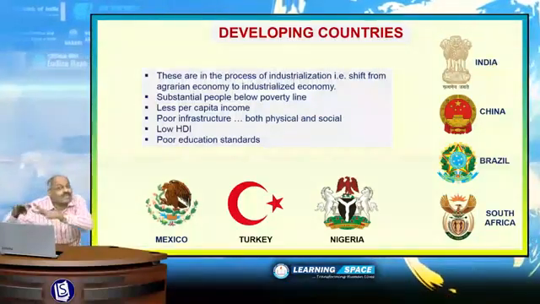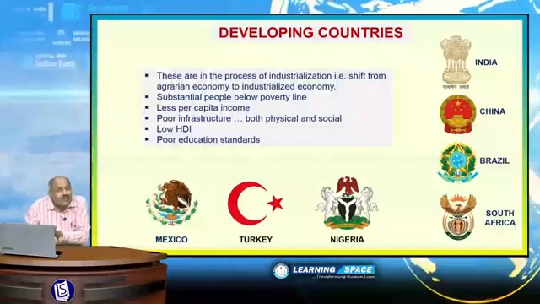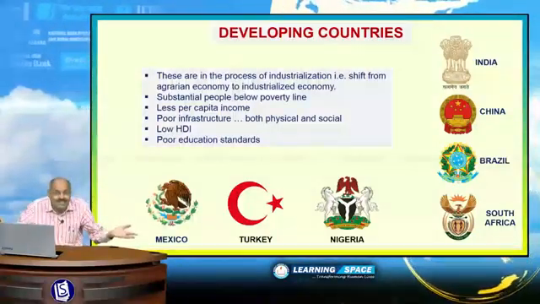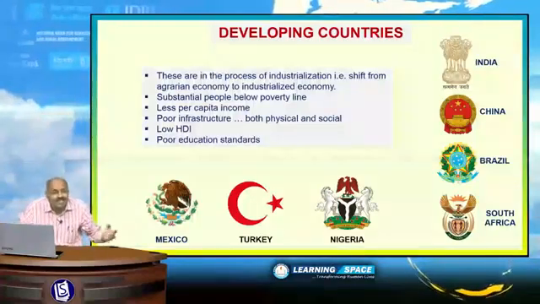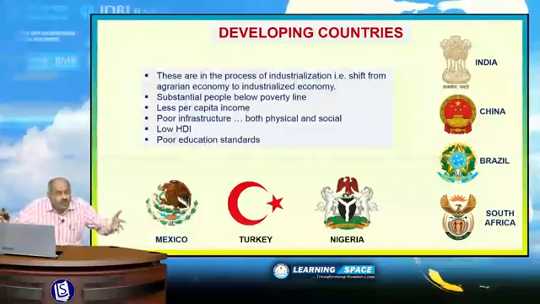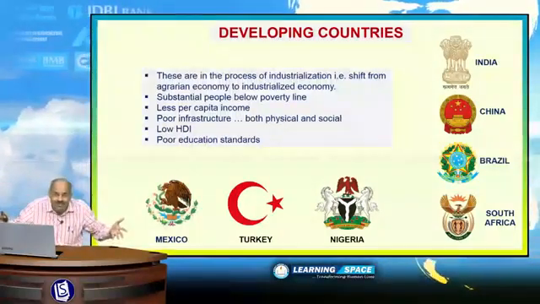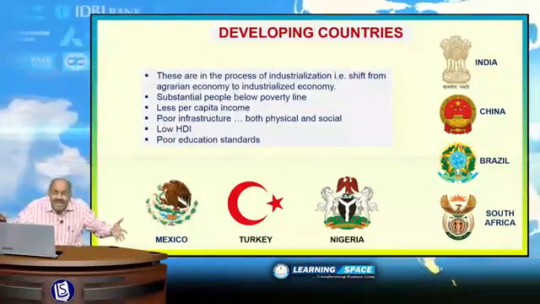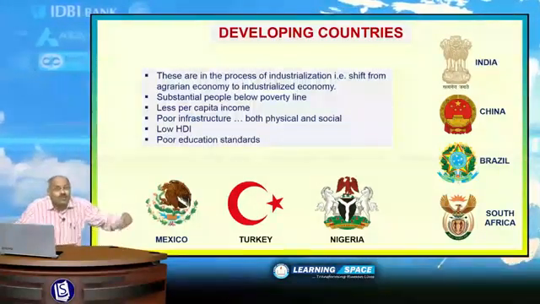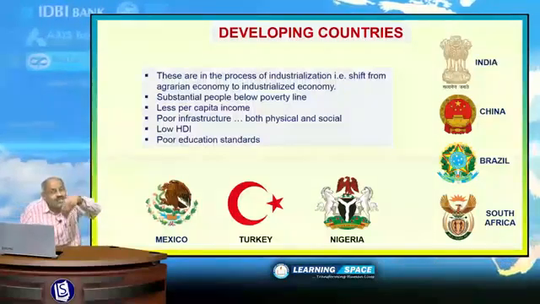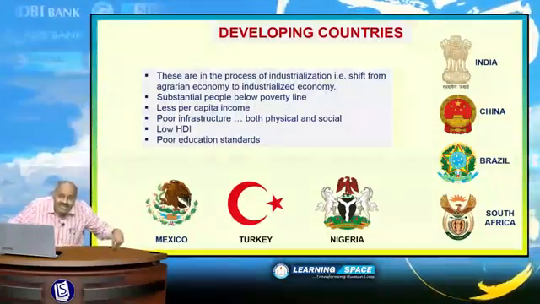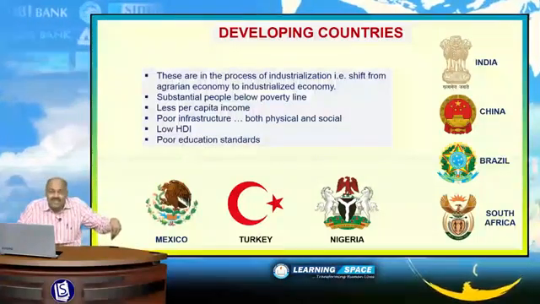And if you look at the social infrastructure, we don't have world-class universities. No university in our country is within the top 100. Then we don't have universal access to health. Several people are still lagging behind in access to healthcare facilities. So we have poor infrastructure, both physical and social, a low human development index, and poor educational standards.